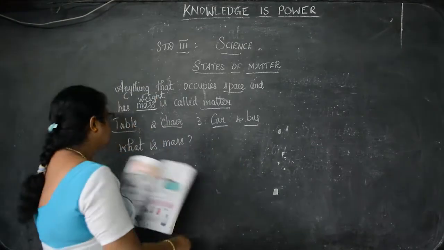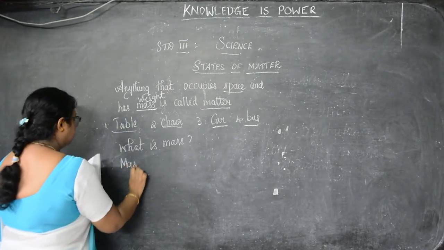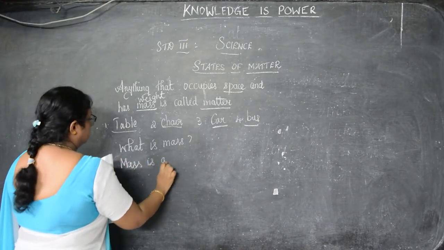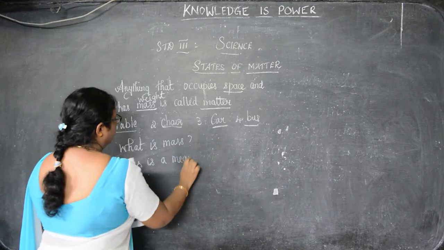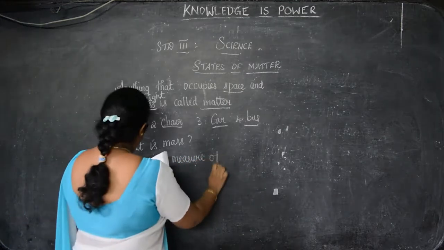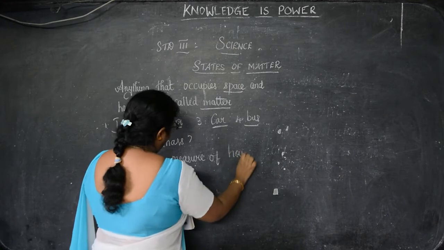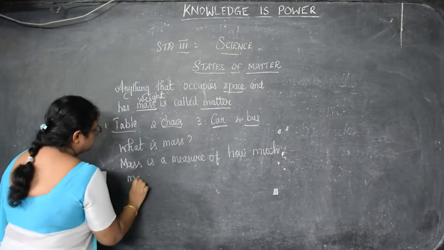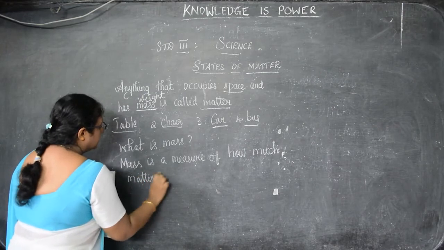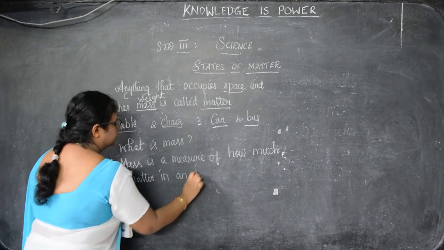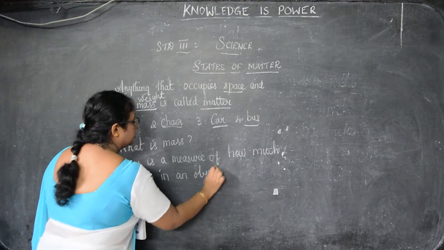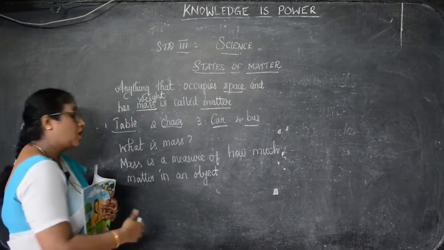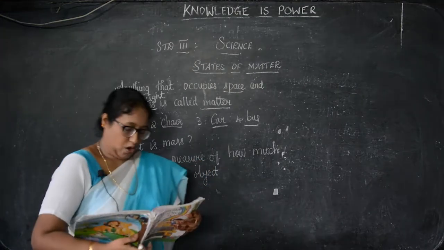So what is mass? Mass is a measure of how much matter is in an object. So what is mass, children? Mass is a measure of how much matter is in an object.